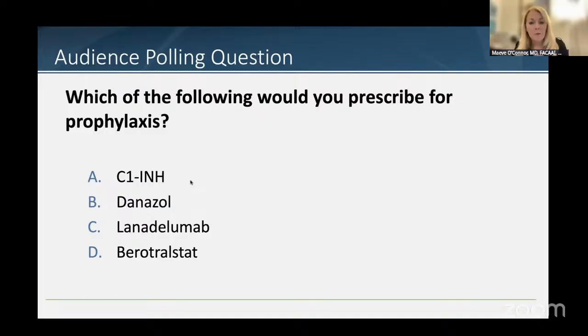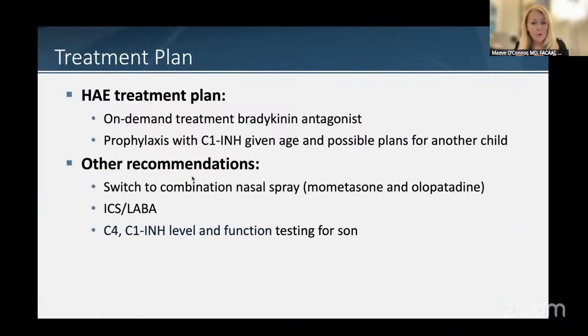I'm going to try to advance these sticky slides. There we go. Okay, so for her, we chose the on-demand treatment, the bradykinin antagonist. We put her on prophylactic treatment with C1 inhibitor replacement, given her age and the things that we just discussed, but primarily thinking about if she was going to be pregnant and what the guidelines at least recommend for pregnant individuals. Other recommendations: we gave her a nasal spray that was better in some ways, in my opinion, than the one she was on. She was put on ICS-LABA for her uncontrolled asthma. And then we also tested the sun.